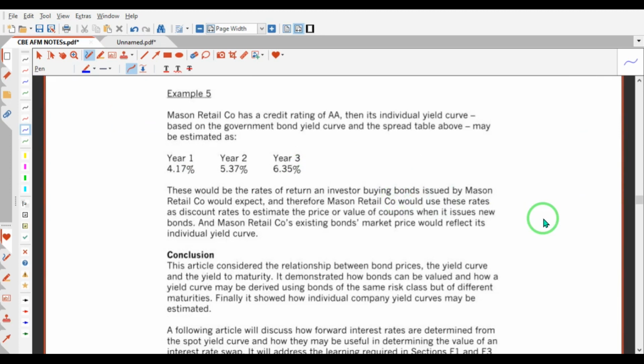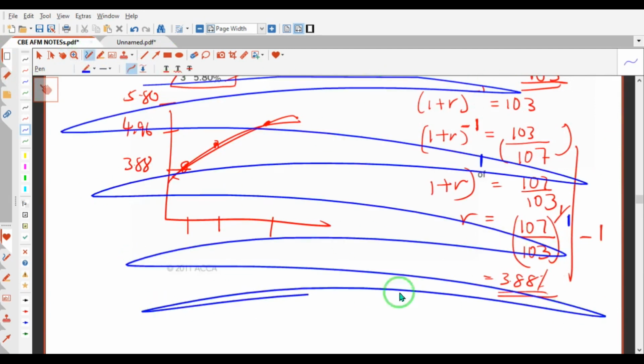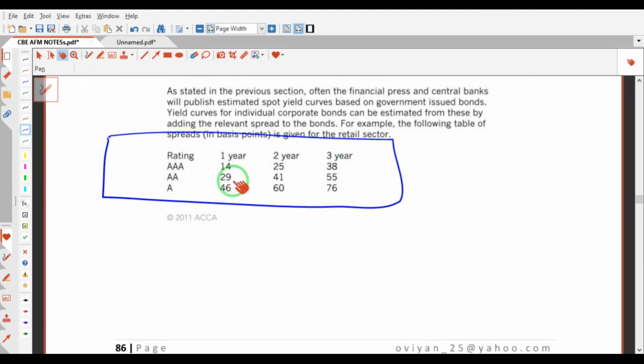Now example 5 is where they are bringing in a company. The company name is called Mason Retail, and Mason has got a rating from the credit rating agency. In the next chapter, I'll tell you how the credit rating agencies get those ratings. Let me just clear all these things over here and get back my notes. This is the rating given by the credit rating agencies. Format can be different, but this is a standard format so far as the examiner is using.